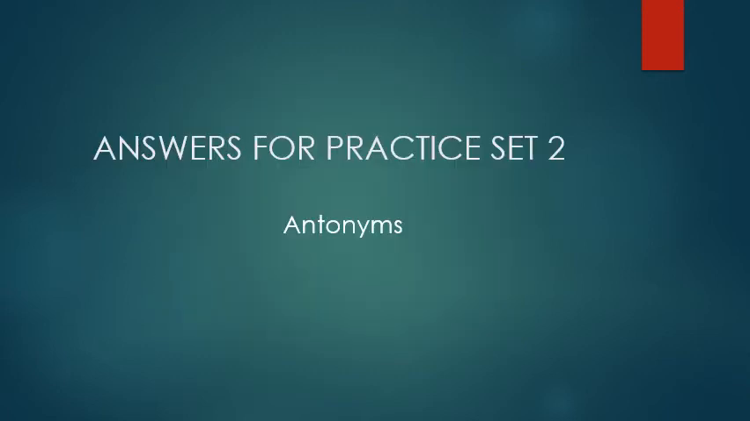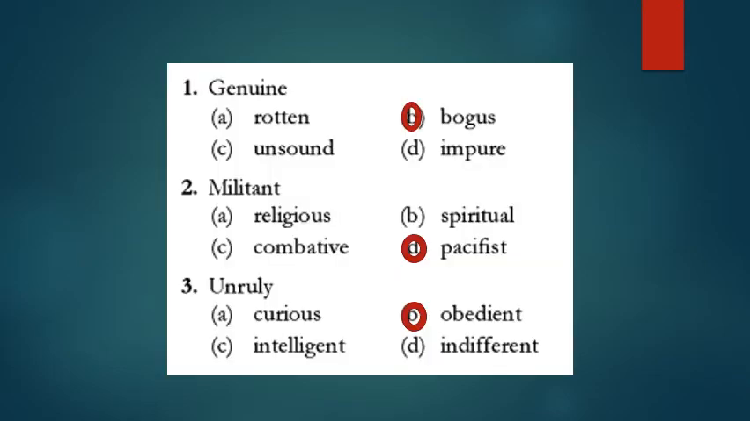Now let us see the answers for practice set number 2 on antonyms. So let's start discussing the answers of these questions which you have attempted. Let's take up the first word, genuine. You are familiar with the meaning of the word? Genuine, real. So what will be the opposite of it? Naturally, bogus. That is the answer of the word genuine.